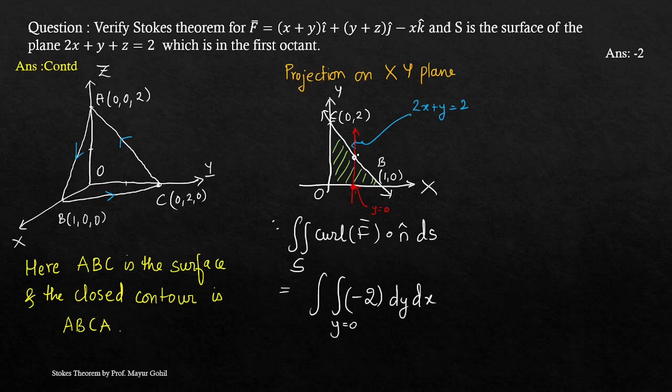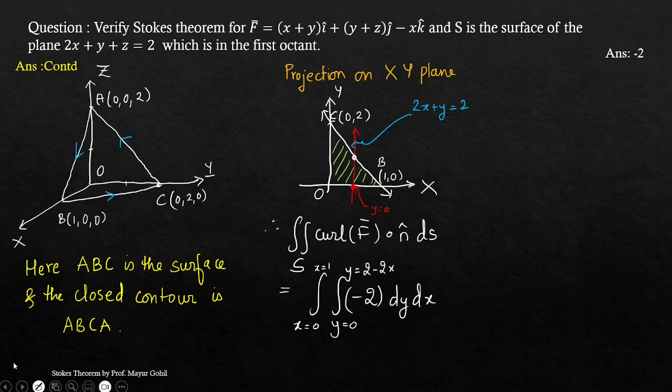So any point on line BC is of the form y equal to 2 minus 2x. So the upper limit is going to be y equal to 2 minus 2x. And the projection is on the x-axis. So the OB is the projection. So x is equal to 0 and here x is equal to 1.